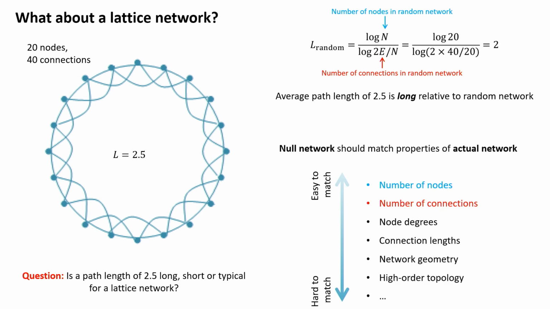So this gives us an example of our null network matching the number of nodes and the number of connections in our observed network, in our actual connectome. And you might be saying, well, why do we only match the number of nodes and connections? Why don't we also match, for example, the node degree, or connection lengths, network geometry, other higher order properties? What should our null model preserve? What aspects of the real network should be preserved in the null? And it's actually not an easy question to address.